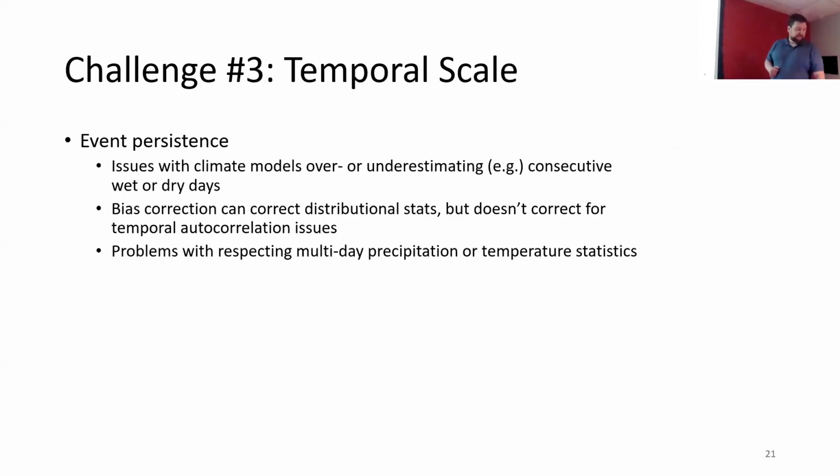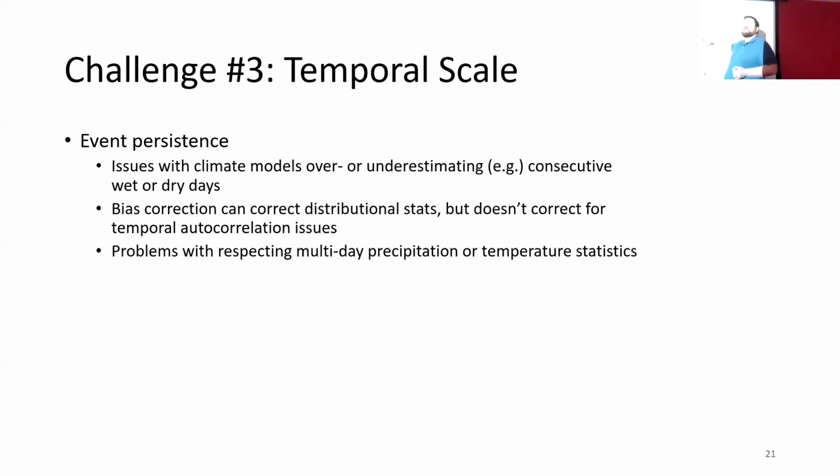Other things we have to deal with is event persistence. So it's known that climate models have issues with under or overestimating consecutive wet or dry days. So our bias correction only is correct if we have daily bias correction, where we're using the daily data and correcting it daily, using the daily statistics.